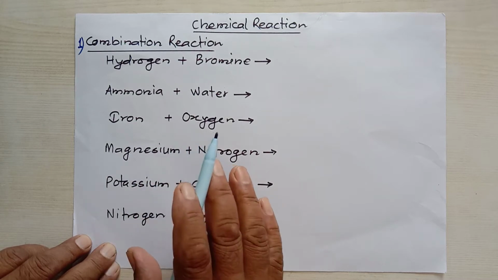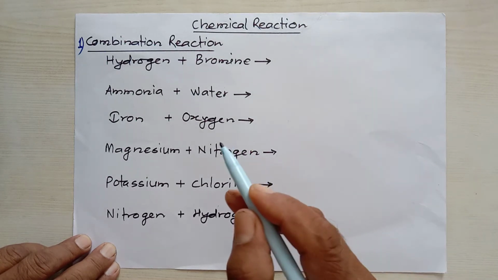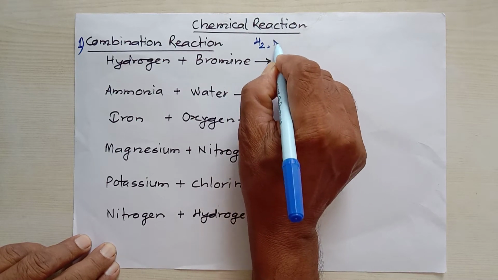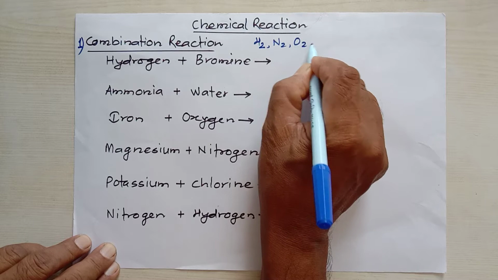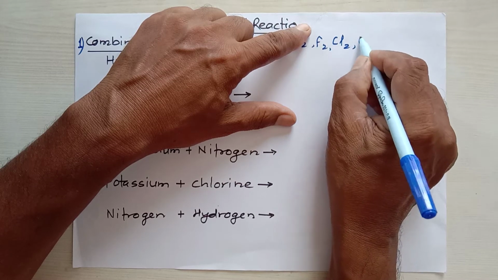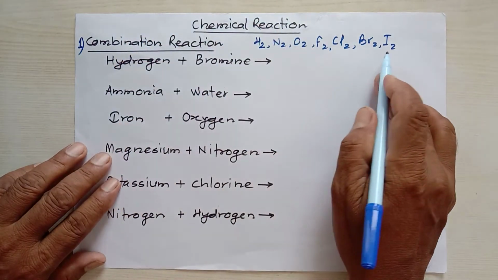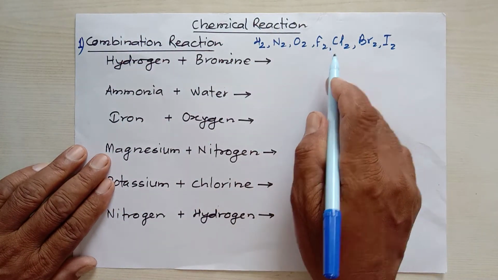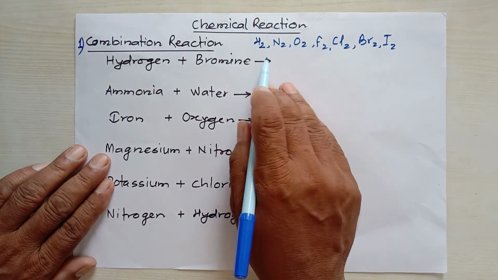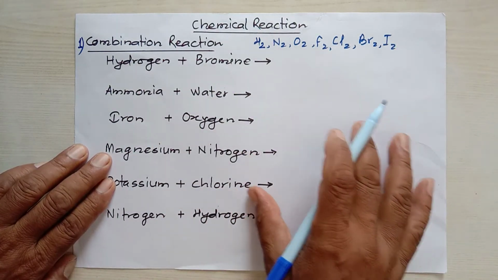Before writing this, you have to be very clear about some of the elements which always take part in a chemical reaction in the diatomic state: hydrogen H2, nitrogen N2, oxygen O2, fluorine F2, chlorine Cl2, bromine Br2, and iodine I2. These 7 elements always appear in the diatomic state when they are free. And when they combine with others, we follow the normal rule.